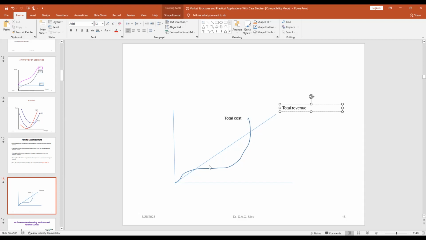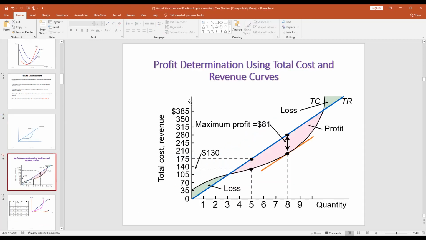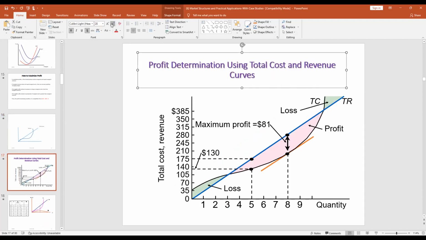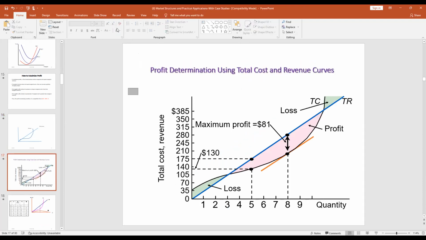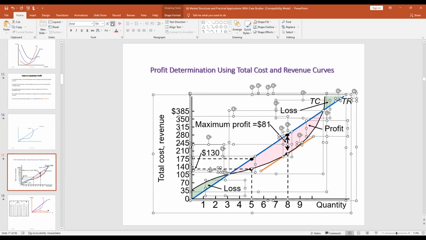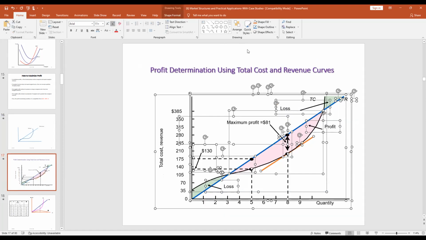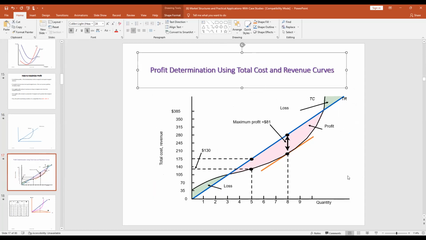Why did we get this shape of curve? Because we studied it in the cost analysis. This is coming because of diminishing marginal productivity. So this shape can be seen like this. This situation is explained here: profit determination using the total revenue and total cost curves. Now you can see this is what I would like to make.